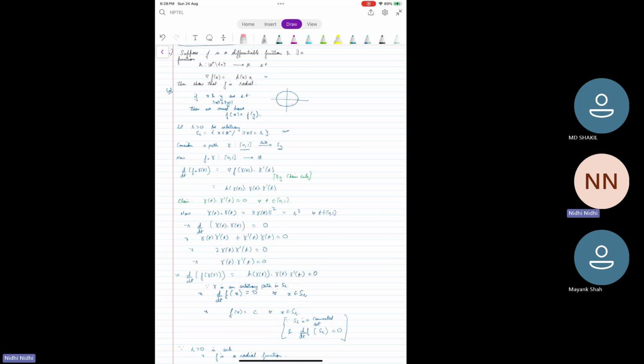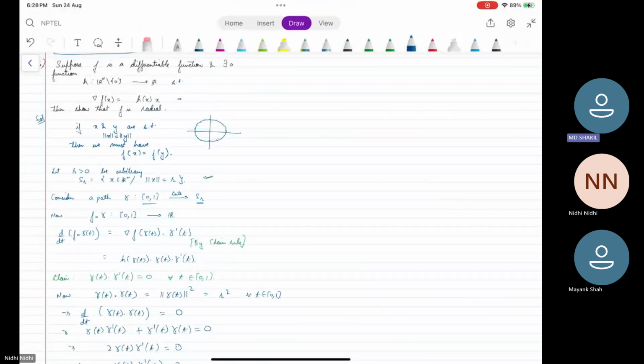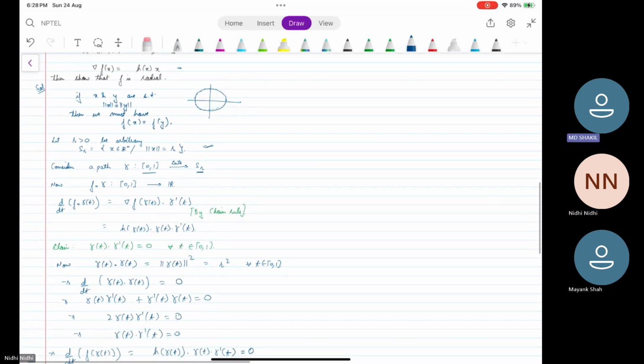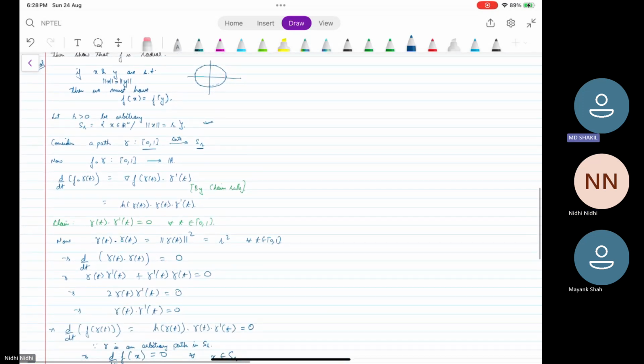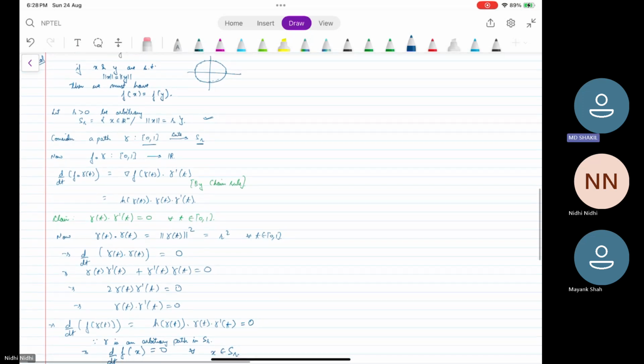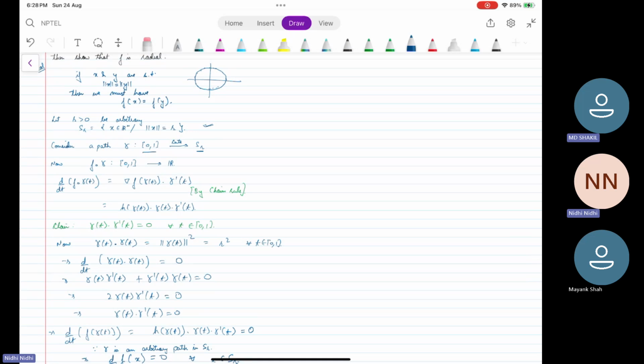So I hope this is clear. Then here h of gamma t into gamma dash t, and then dot of gamma dash t. Gamma t into gamma dash t, this is not the dot product, because gamma is just a real valued function defined on the real space, the domain is also real. So this is just a real valued function with one variable. So this is simple multiplication, gamma t times gamma dash t.